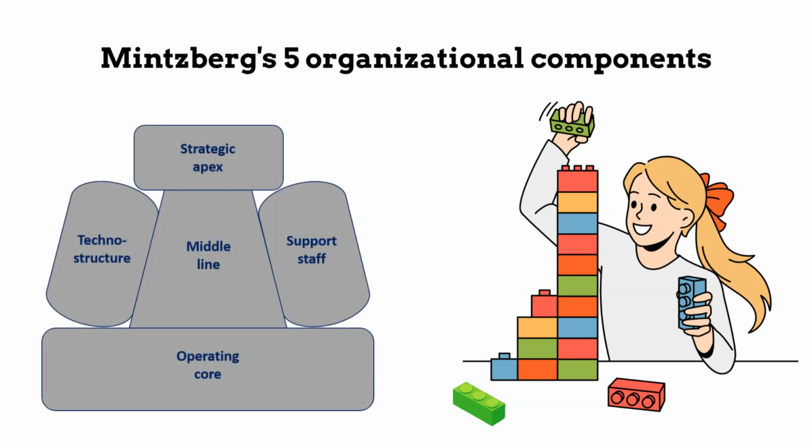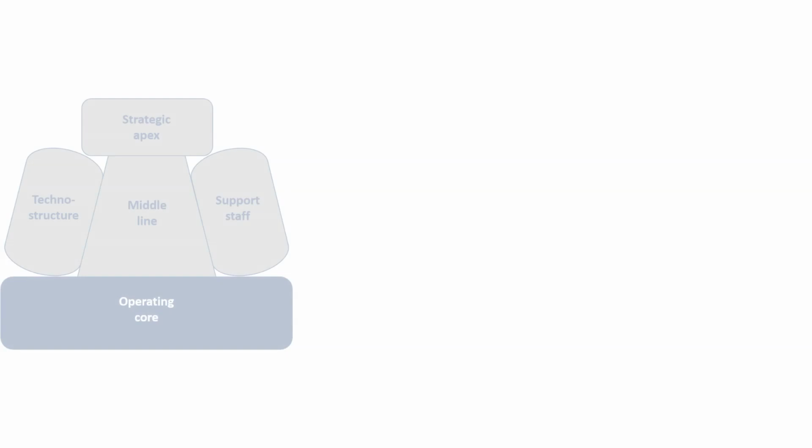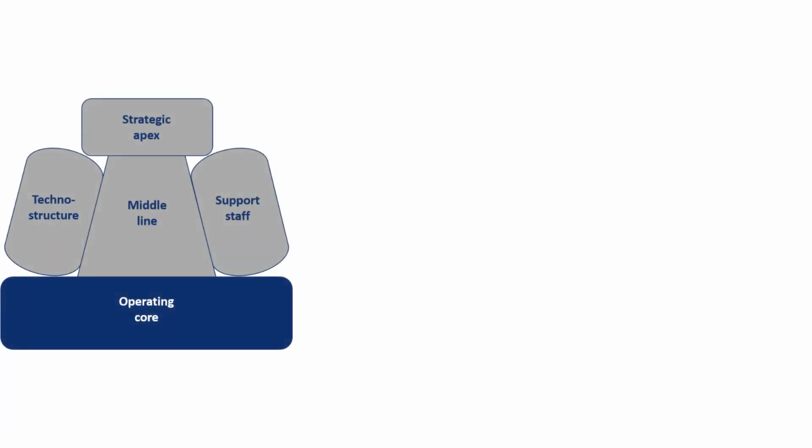As you can see from the picture below, we are going to explain different player clusters like strategic apex, middle line, operating core, techno-structure and support staff, while later on imply structure typologies or configurations as well. Operating core. Obviously, people within this cluster are focused on transforming inputs into outputs. However, this is a very narrow view.